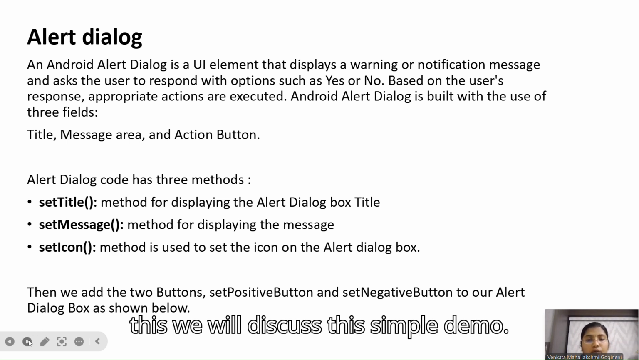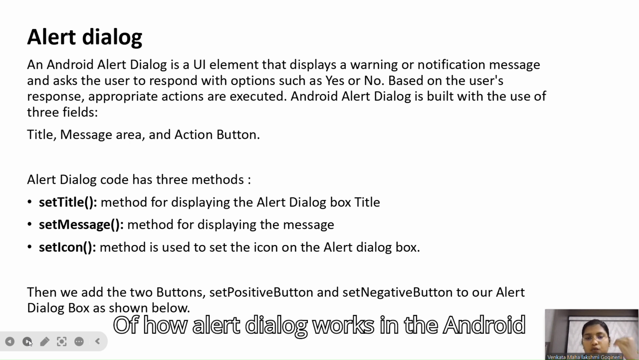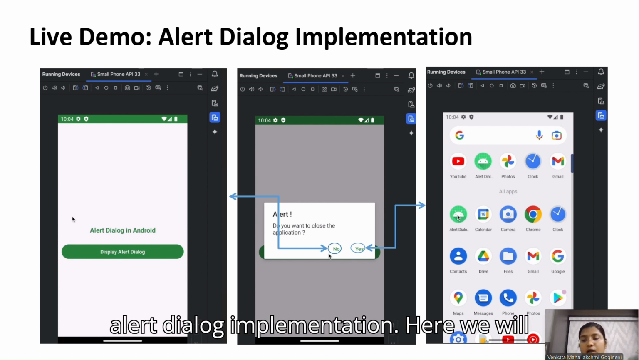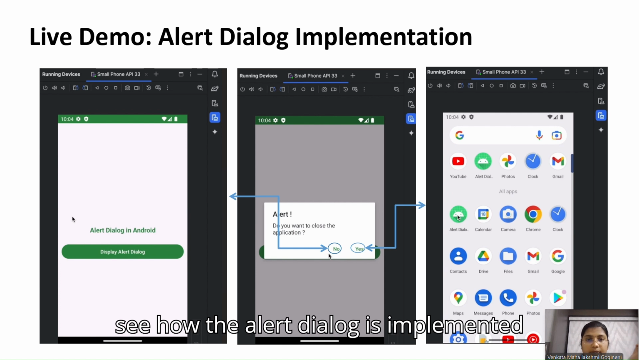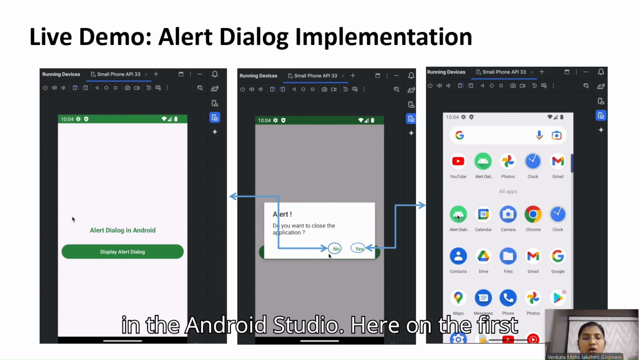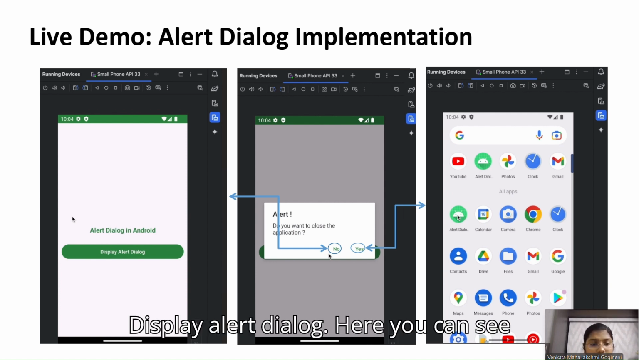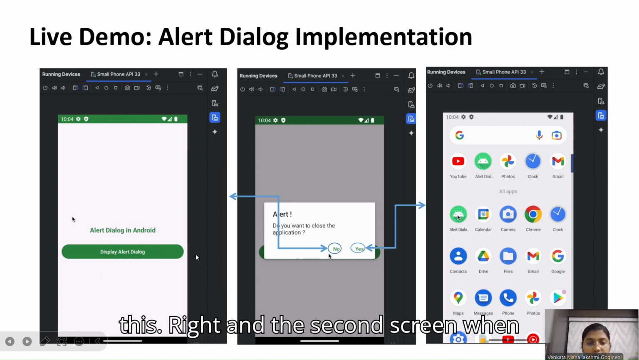Now, after this, we will discuss this simple demo of how Alert Dialog works in the Android app. So, this is the live demo of the Alert Dialog implementation. Here, we will see how the Alert Dialog is implemented in Android Studio. On the first screen, you see the app displays a button that says display alert dialog. Here you can see this, right?